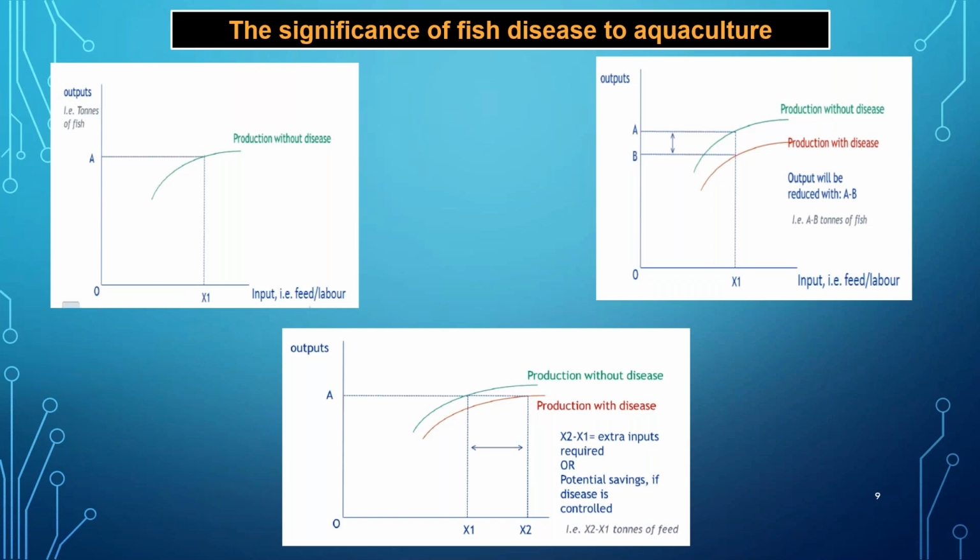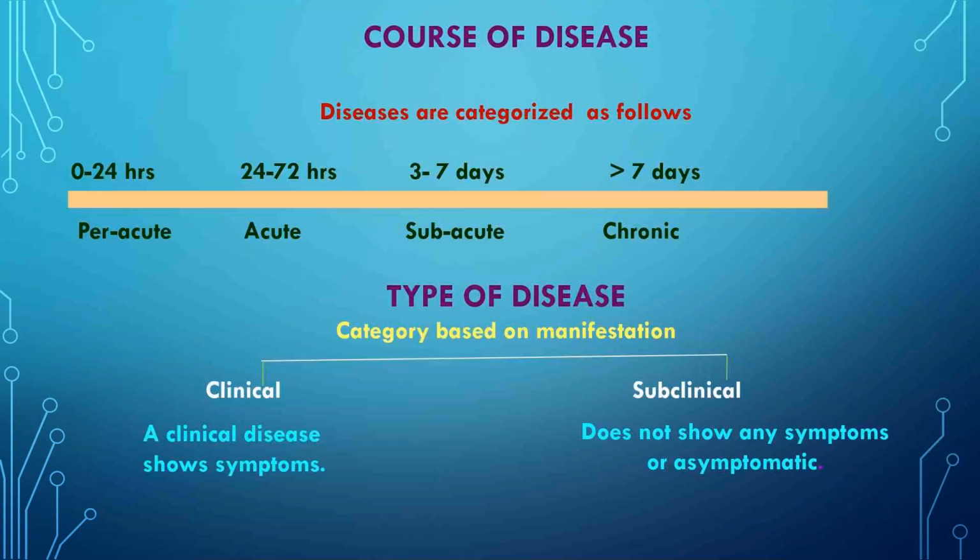See the significance of fish disease to aquaculture. See the change in the production, see the growth curve. In the first production, that's the production without disease, the input of the feed level is the cost, and the tons of fish is the output. In the next category, when the production with disease is compared with the production without disease, the input cost has increased, but the production has remained the same. So when the diseases are properly managed, in the third graph, see the input costs are negligible, but the production has increased. So that's the extra inputs required. That's the potential savings if disease is controlled.